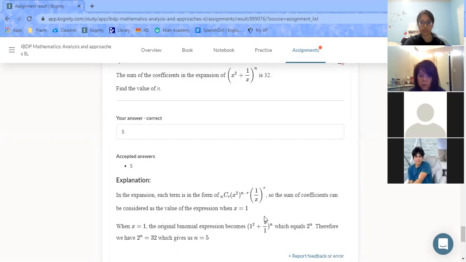So you would just get 1 squared plus 1 over 1, which is 1, and you get 2 to the power of n if you simplify this. And then you just have that equal to 32. So 2 to the power of n equals 32, and then n would have to be 5.